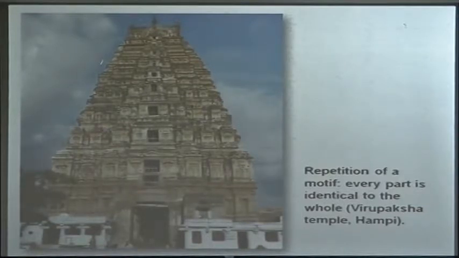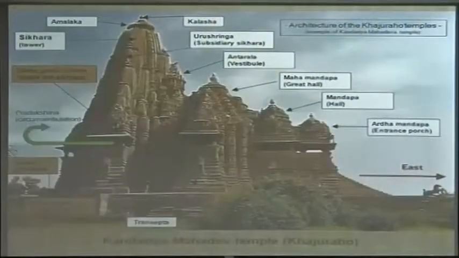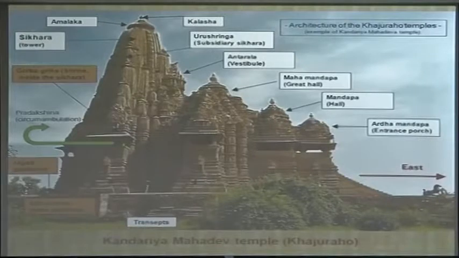So you have the temple itself. This is actually the Virupaksha temple in Hampi. You have the temple, but it is composed of elements, and every element is basically equivalent to the whole. So this repetition of a motif is an impressive device which can be found at many levels. This is the Khandariya Mahadev temple of Khajuraho. There are many temples at Khajuraho. This is one of the largest.